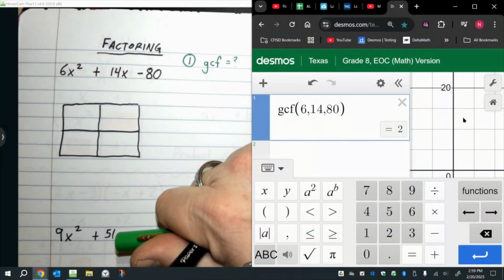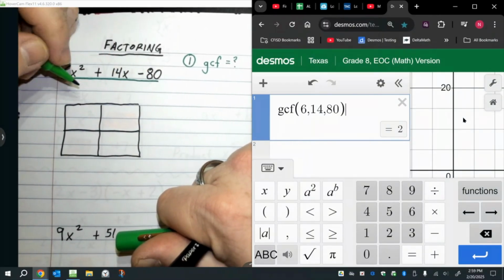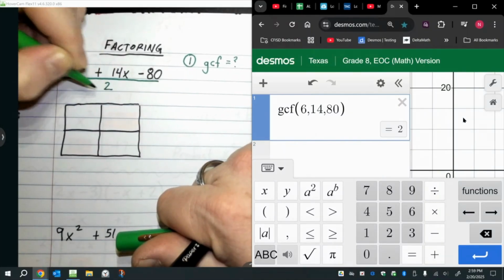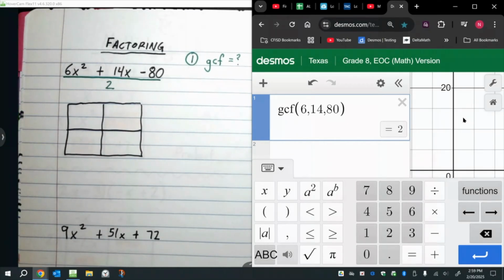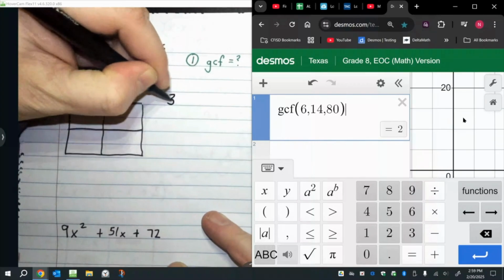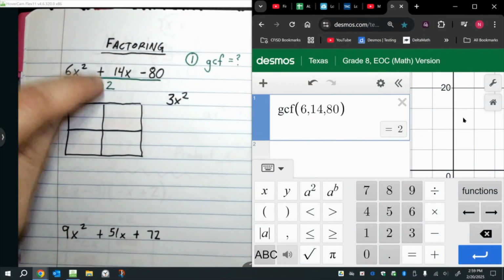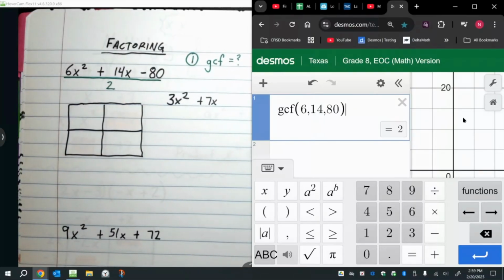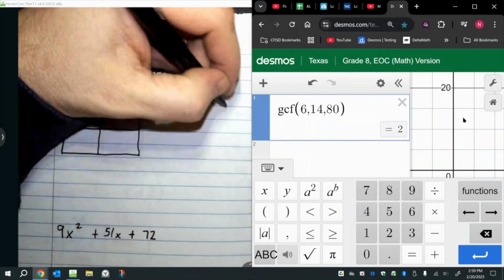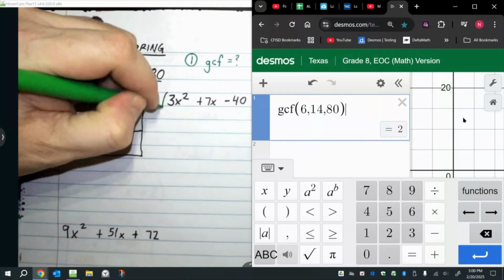For this particular case, the GCF is 2. And because it's 2, we're going to end up dividing by 2. So if I take 6 and divide it by 2, now I have 3x squared. 14 divided by 2, 7x. And negative 80 divided by 2, negative 40. So essentially this is what I have now.